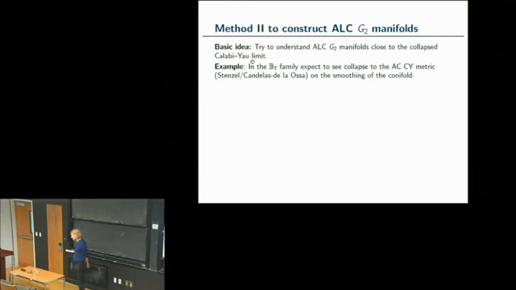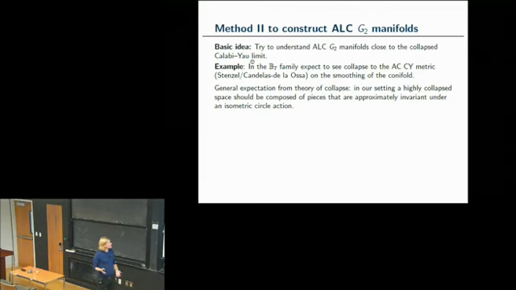So the second method to construct ALC, rather than just look for very symmetric things, is to try to establish how to go from a collapsed limit backwards. In the B7 family, what was expected was that you should see collapse to this standard smoothing of the conifold, which is diffeomorphic to the cotangent model of S3. There's a standard asymptotically conical Calabi-Yau metric due to Candelas-de la Ossa and Stenzel, and we expect to see collapse to that metric. There's also very recent work by Ronan Conlon and Hans-Joachim Hein showing a very strong uniqueness property of this metric.